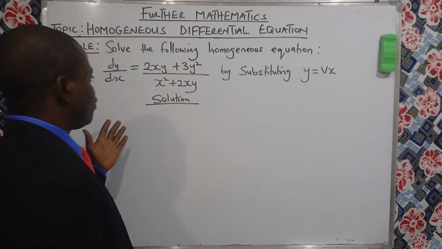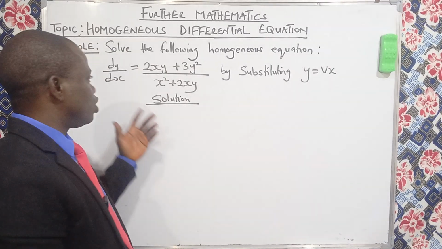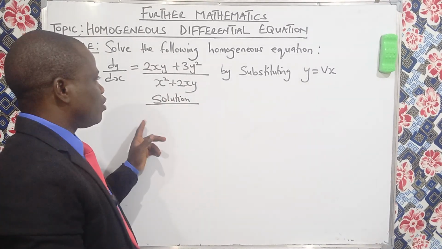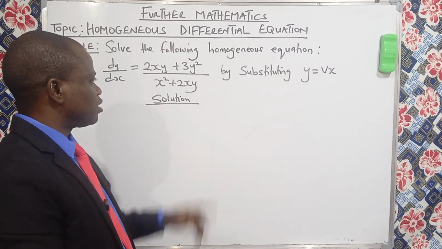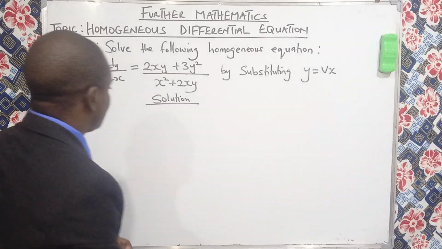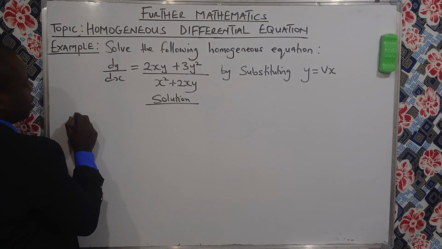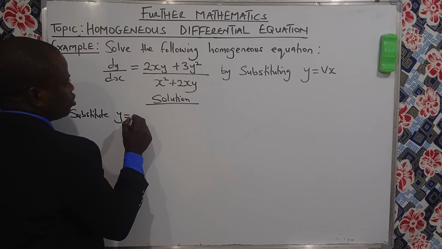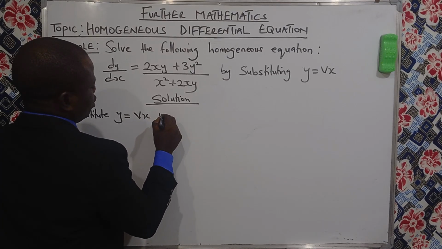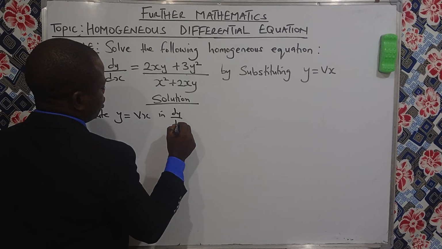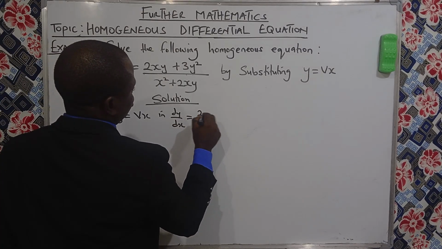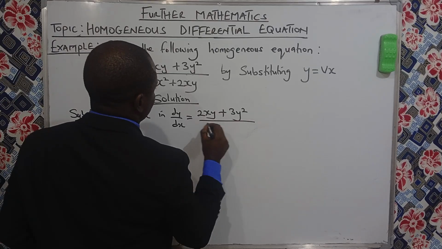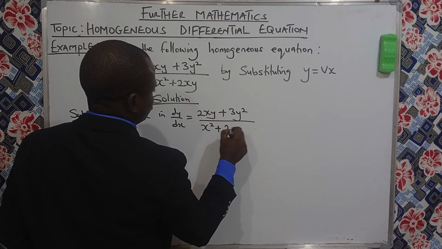After doing that, what you differentiated as dy over dx, you equate it to the dy over dx in the equation given. But before then, you must substitute your y equals vx anywhere you see y. What I'm saying is that once I substitute y equals vx in dy over dx equals 2xy plus 3y squared over x squared plus 2xy.